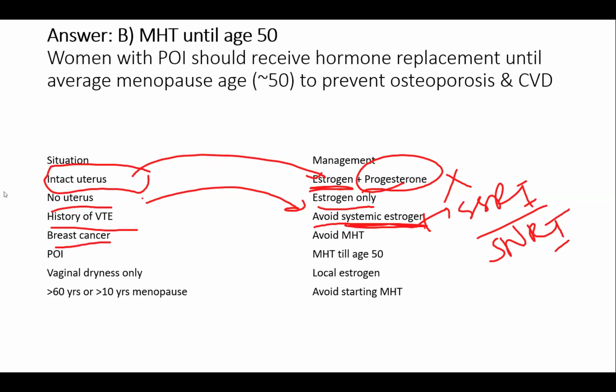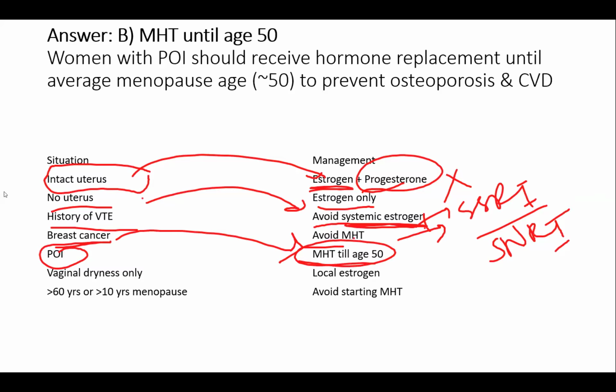If breast cancer, then also you have to avoid estrogen. In this also you will go with the same. Premature ovarian insufficiency, you will go with menopause hormonal therapy. Why not OC pills? I'll explain. Don't worry. I'll explain in the next slide.